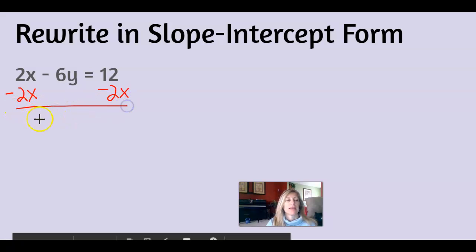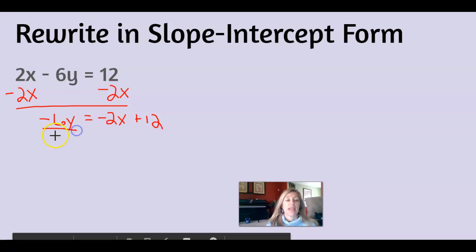Awesome. Now I'm left with negative 6y's. Don't forget, bring it down exactly as you see it. And I have negative 2x's plus 12. Awesome. Not done. I have negative 6y's. I can't have negative 6y's. So what am I going to do?